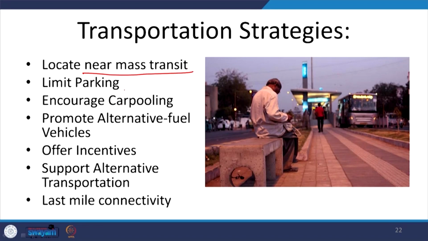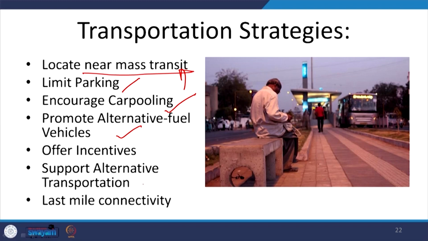We have to limit the parking so that people are encouraged to use public transportation more. We have to encourage carpooling. So, policies and apps can be developed where people are encouraged to use carpooling, promote alternative fuel vehicles by providing opportunities for people to do so. For example, charging stations. So, if there are charging stations, people will be motivated to use electricity driven vehicles and like that. Incentivizing all these activities so that people use public transportation and quit using private vehicles.